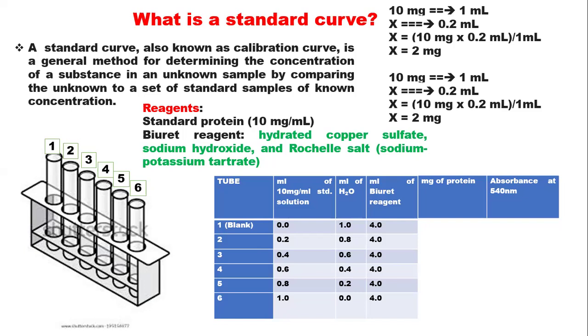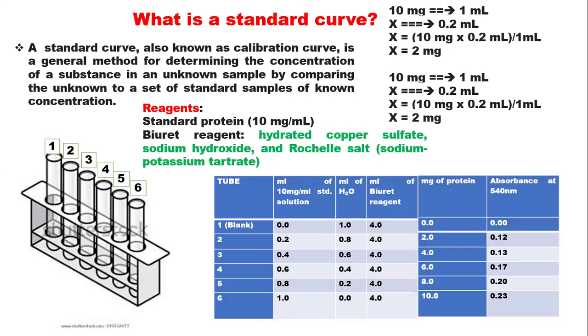For tube 3 is going to be 6 milligram. Tube 4 will be 8 milligram, and tube 5 will be 10 milligram. After you have worked out the milligram of protein in each tube, you take each tube and measure the absorbance at 540 nanometer. So at the end of the day, this is what you have.